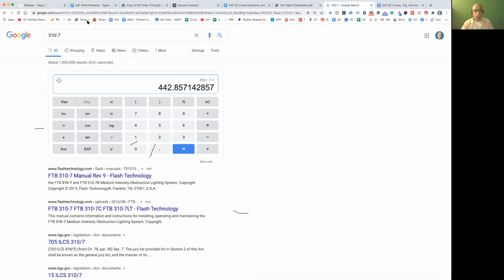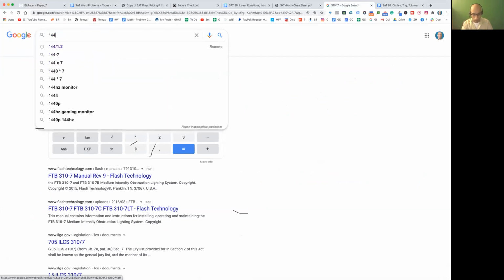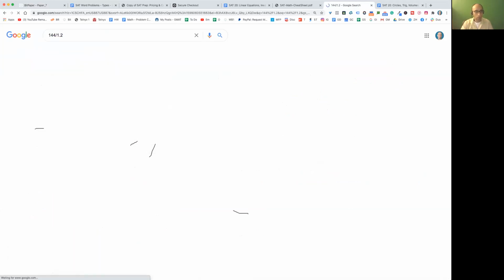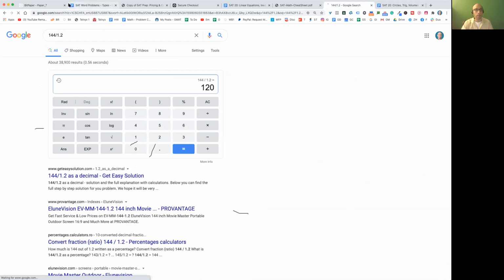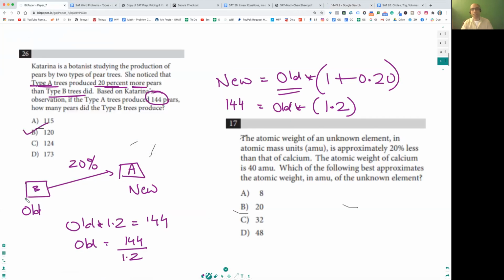And then you can go over here. Of course, you're going to use your calculator. Remember, you need to understand how to use your calculator, right? 144 over 1.2 is 120, and that's why this is your correct answer.